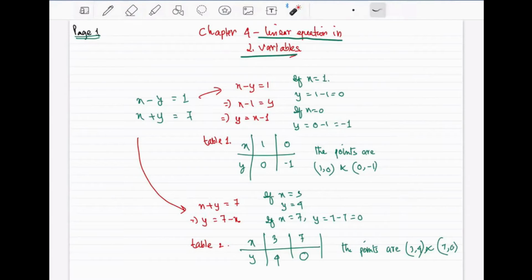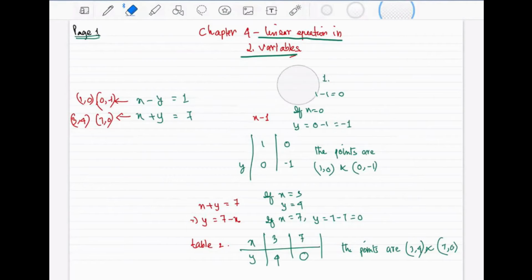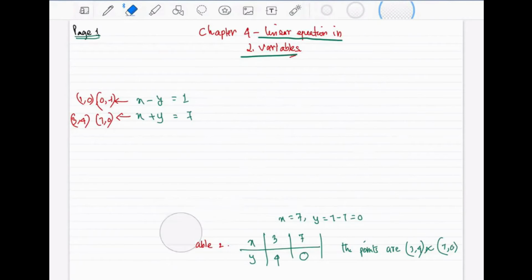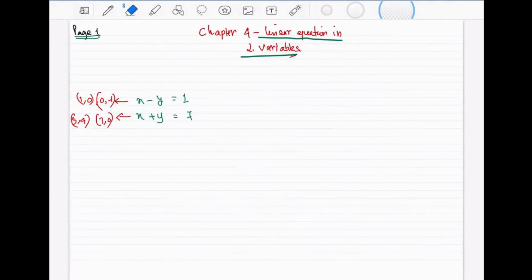Look at what the points associated with this first equation are. It's (1, 0) and (0, minus 1), right? So let me just write on the left hand side portion here: (1, 0), (0, minus 1). What about the other equation? The other equation, we have got (3, 4), (7, 0). So let's rub off the table and the whole calculation, because in order to draw the graph, we just need the points.